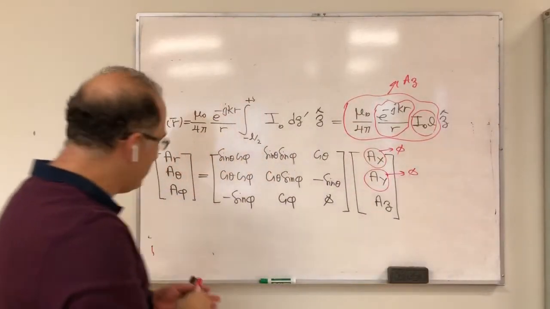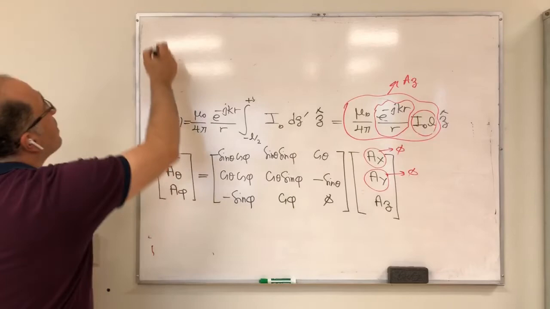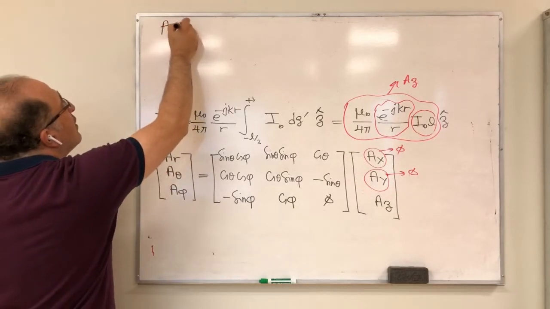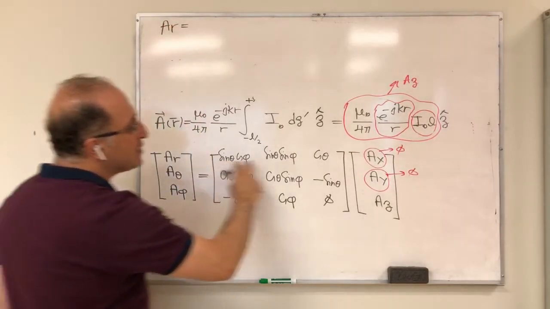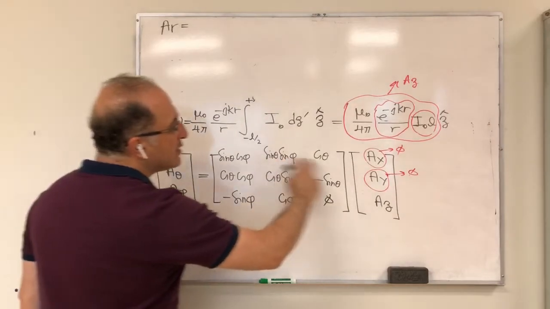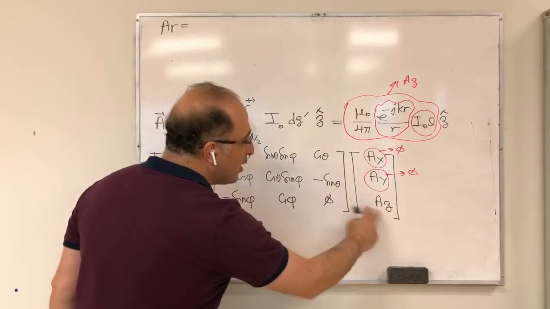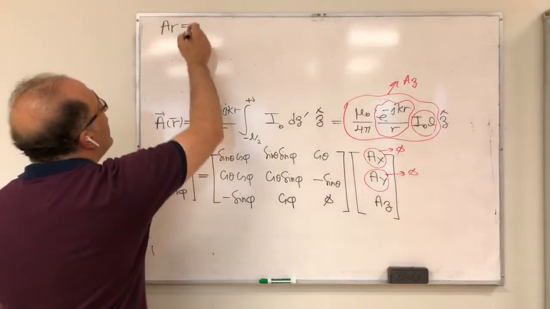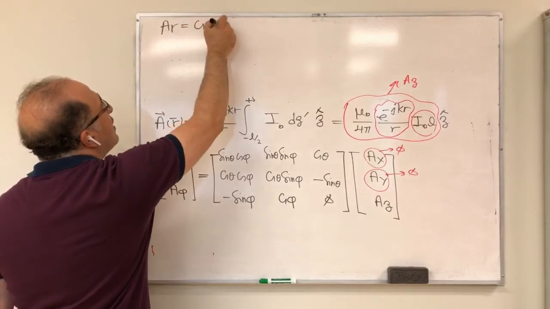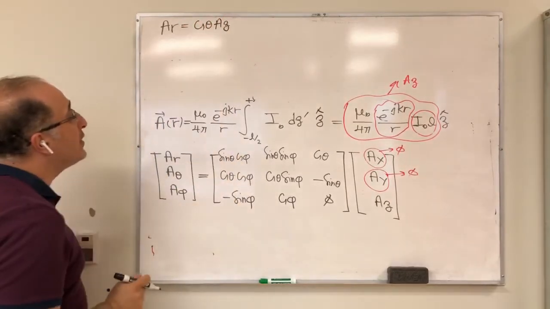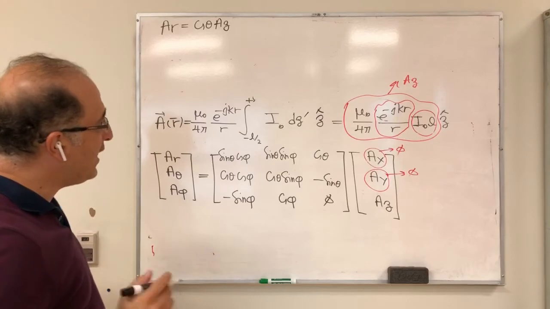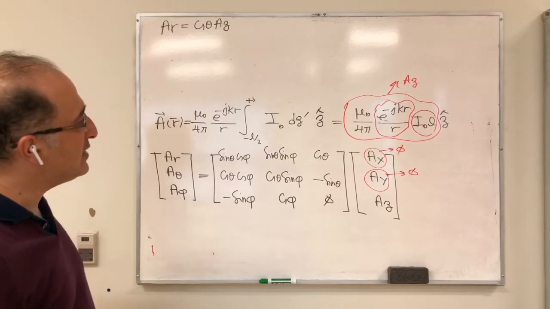So what would be your A_r, for example? A_r would be this times 0, this times 0, cos theta times A_z. So my A_r becomes cos theta times A_z. So that's my A_r, cos theta times A_z.